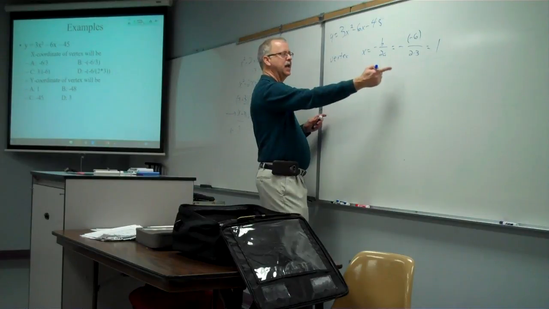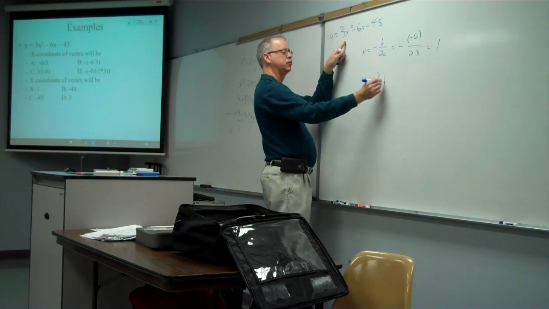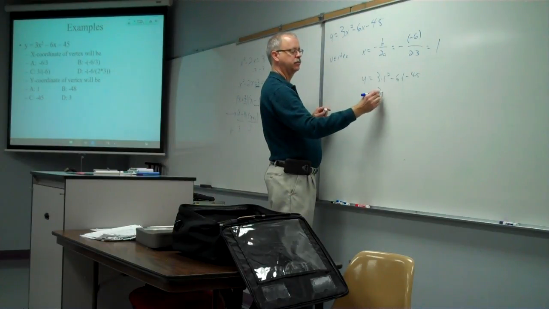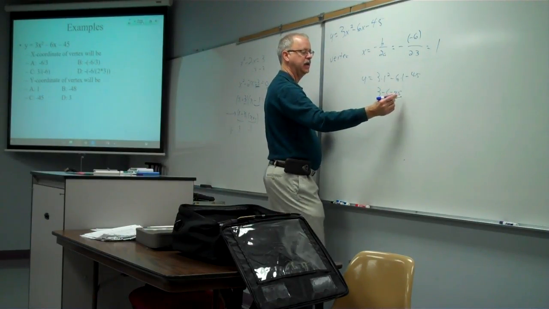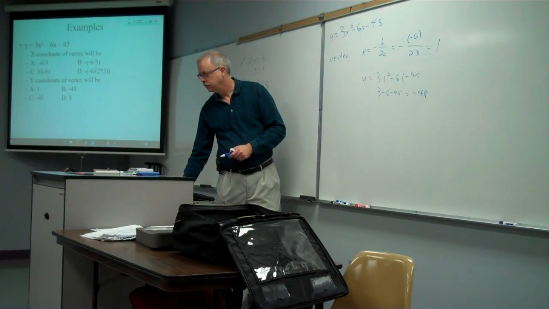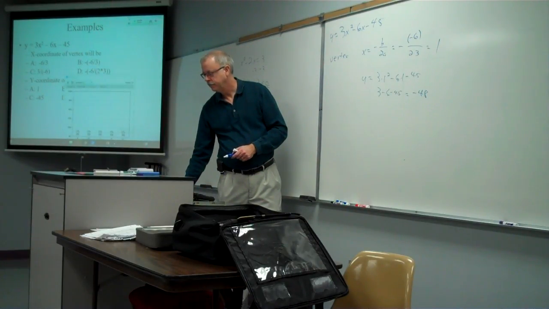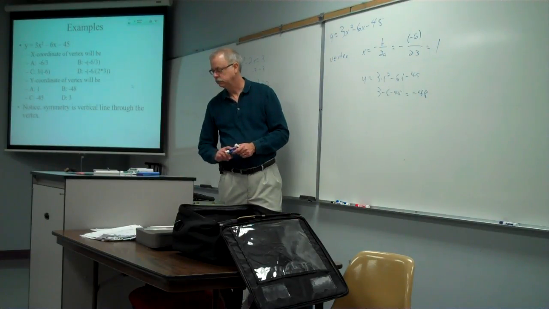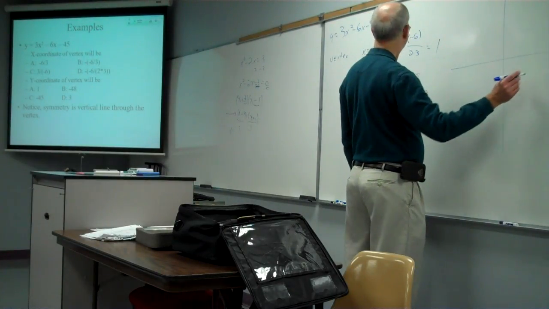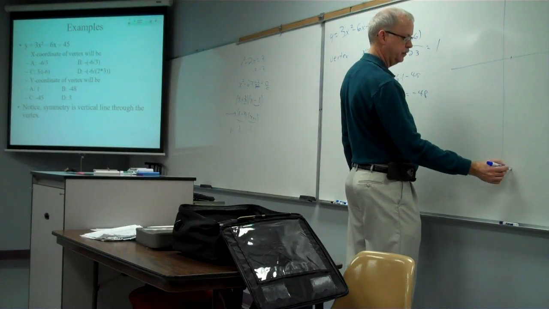For the y-coordinate, we just plug x equals 1 into our formula. 3 times 1 squared minus 6 times 1 minus 45. 3 minus 6 minus 45. We get negative 48. So we've got the vertex here at (1, negative 48).